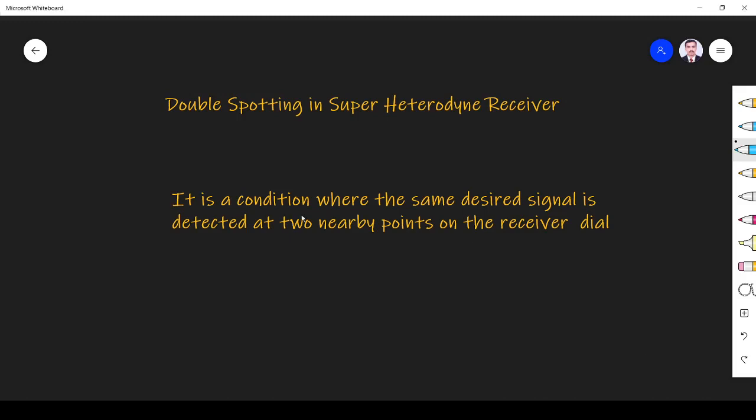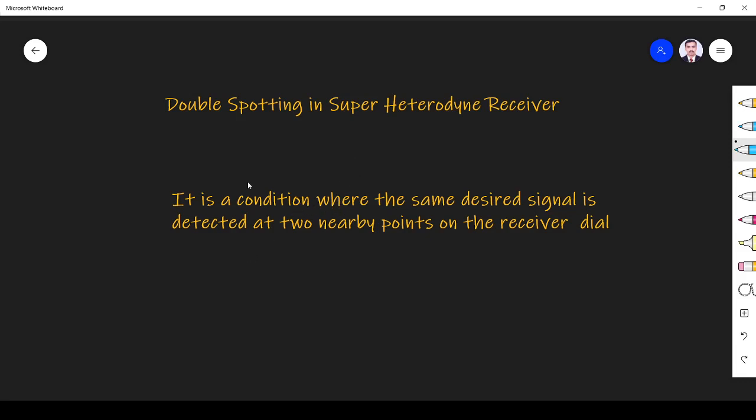Hi friends, in this video we learn about double spotting in superheterodyne receiver. Before going through this video, I kindly request you to refer my video on superheterodyne receiver, which is also uploaded in one concept, one problem section. So that will be a prerequisite to understand this topic.